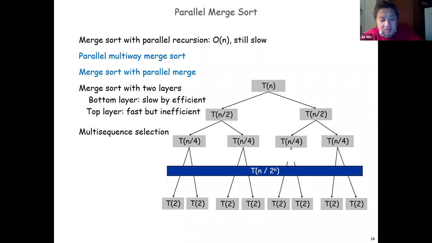So then at each step, you can parallelize, like these two can merge at the same time as these two, right? That means you don't have to do it sequentially. But the problem is that when you have two subsequences to merge, it's not easy to do in parallel. So the naive parallelism, which we call merge sort with parallel recursion, still takes order n time, although it's faster than n log n.